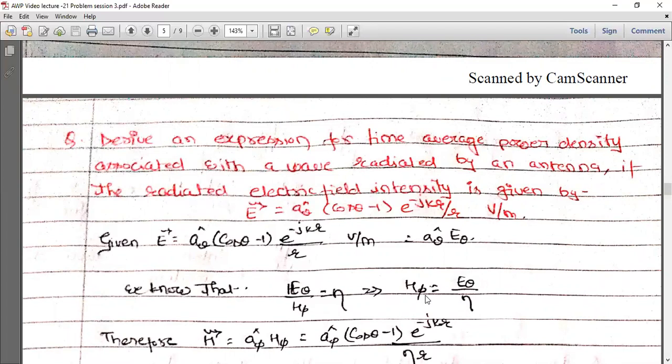Okay. So assume that this E is given by A theta cap (cos theta minus 1) e to the power minus j kr upon r. And since we have to find the time average power density, we should include the time factor now. And we know very well that this expression given to you is actually the electric field intensity phasor. We have to find the instantaneous equivalent to this. Okay.